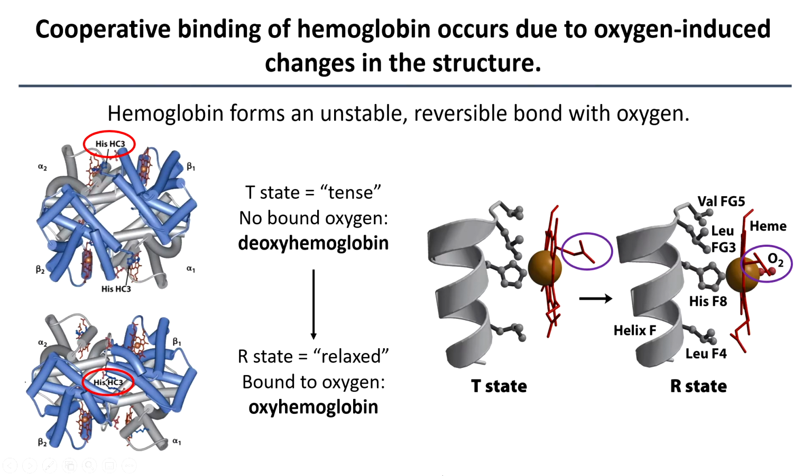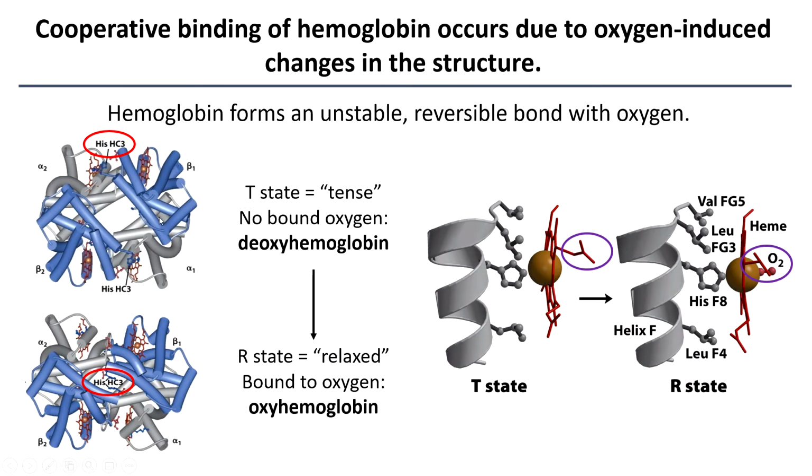So let's take a look at the position of the heme group when this is happening. The cooperative binding of hemoglobin occurs due to an oxygen-induced change in the structure. So remember that first oxygen molecule, when it binds to the first heme group, that's going to cause changes in the neighboring subunits. So let's make sure we understand that there's 1, 2, 3, 4 different places where oxygen can be bound.